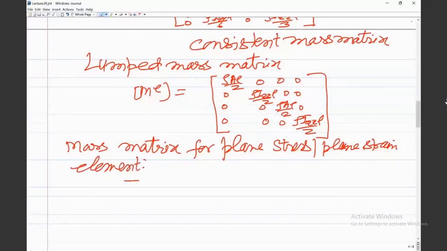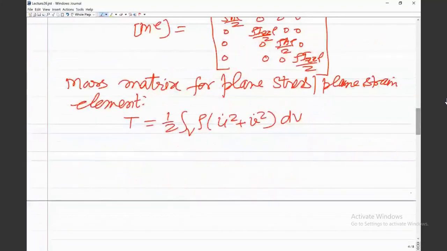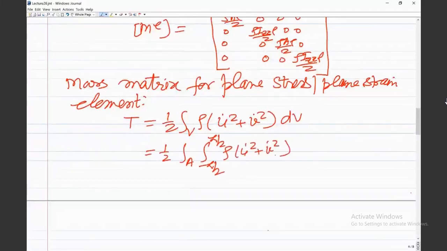Again, the form of kinetic energy is T equal to half integration over volume, rho into the two non-zero components of velocities, which are u dot and v dot. So u dot square plus v dot square into dV, and this volume integral can be split into the integration along the thickness and area. So integration over area, integration over thickness, minus h by 2 to plus h by 2, rho into u dot square plus v dot square dz dA.